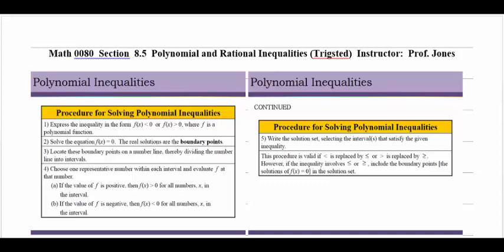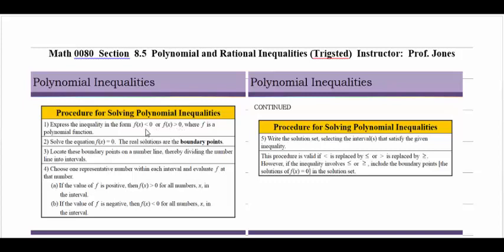In section 8.5, we're looking at two types of inequalities: polynomial inequalities and rational inequalities. So we will start with the polynomial inequality. First of all, to follow our procedure, you need to make sure that your inequality is in the form f of x less than 0 or f of x greater than 0.